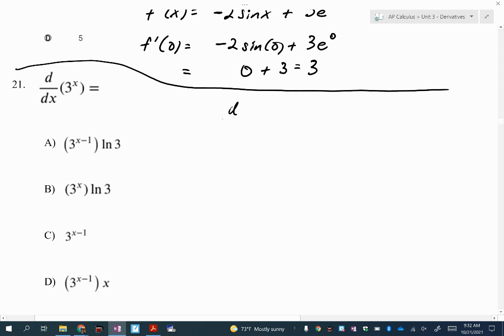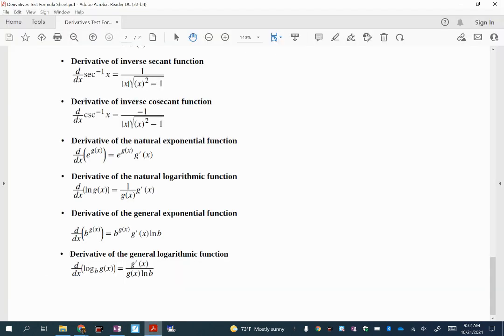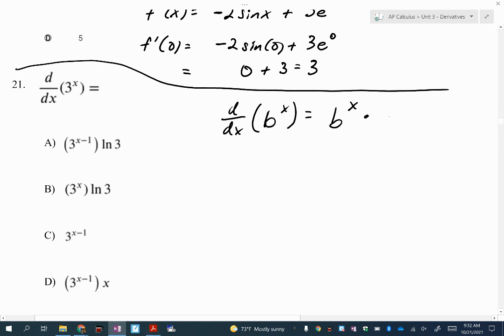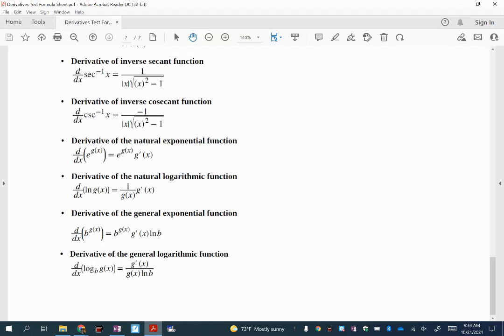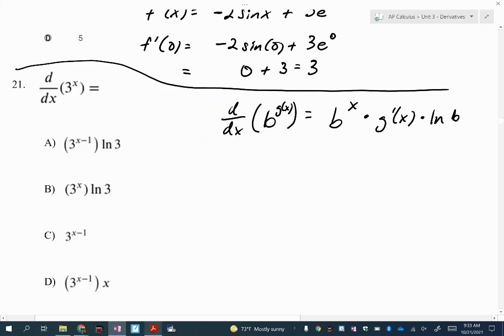So the derivative of the exponential function, where b is your base, is going to be b to the x, times the derivative of, I guess I should write this as g of x, whatever is in the exponent, times the natural log of b.